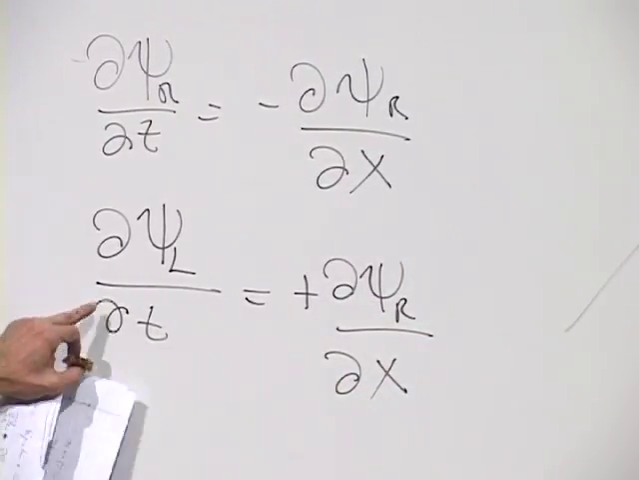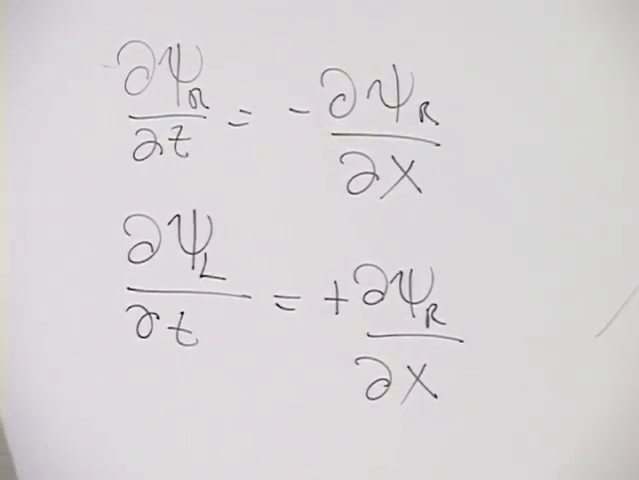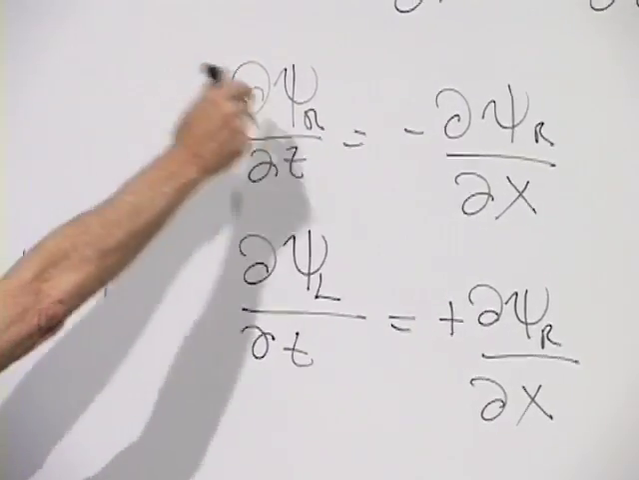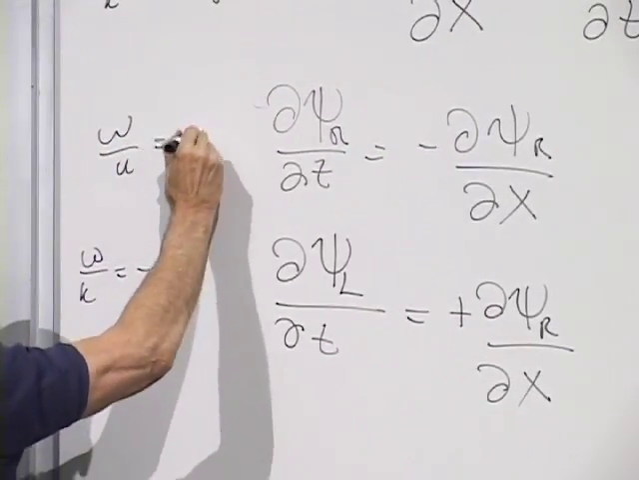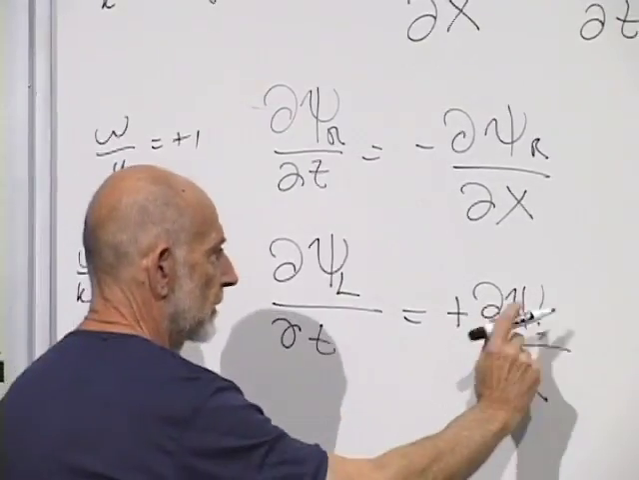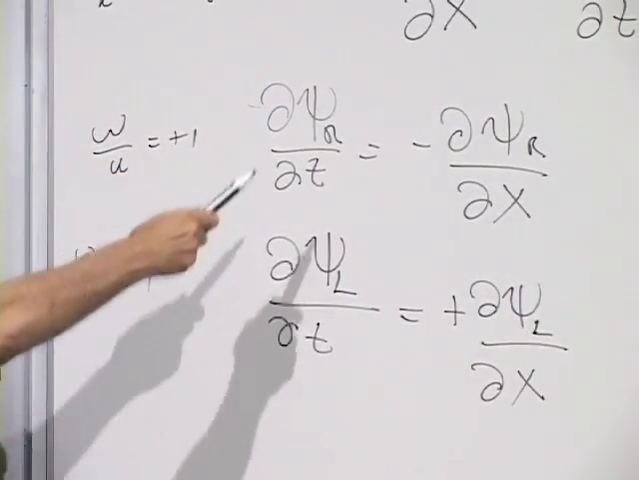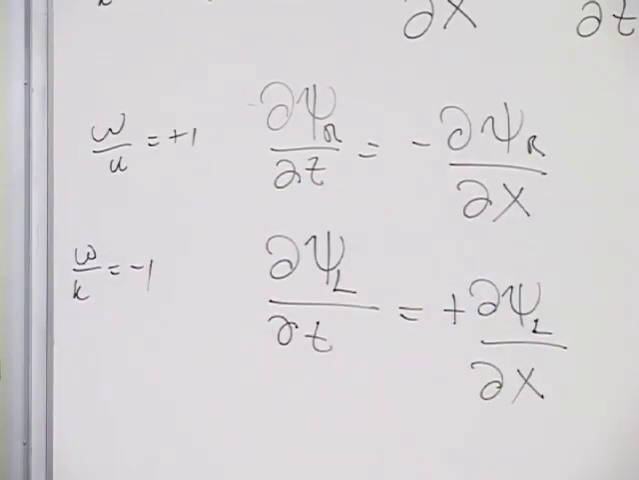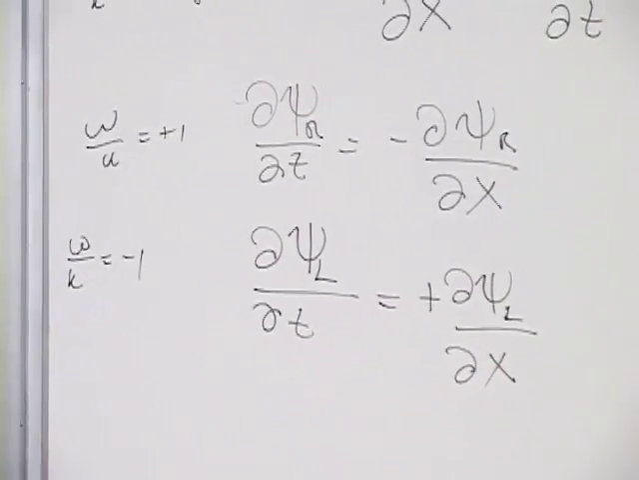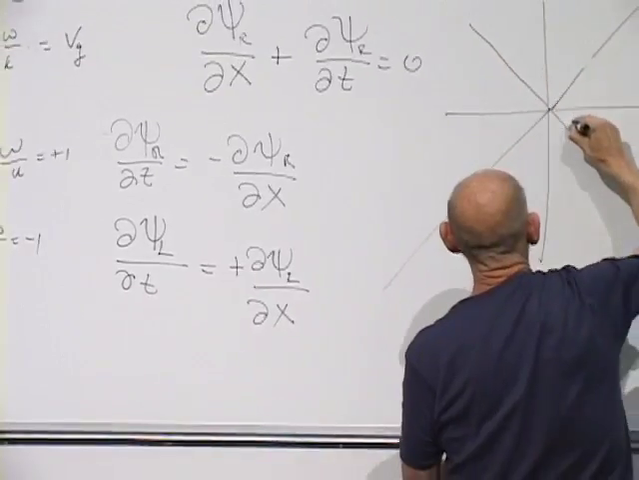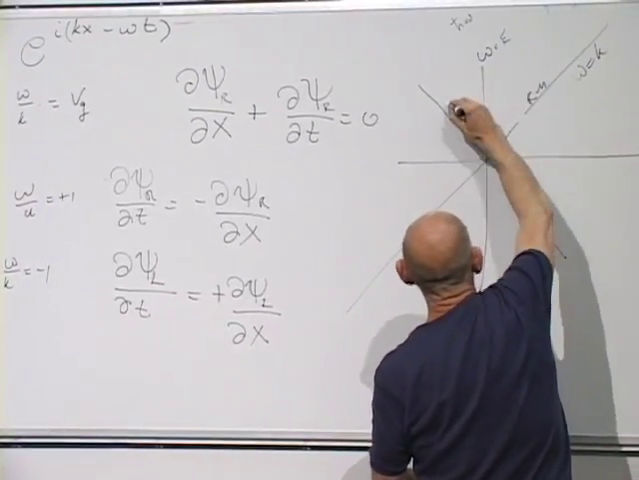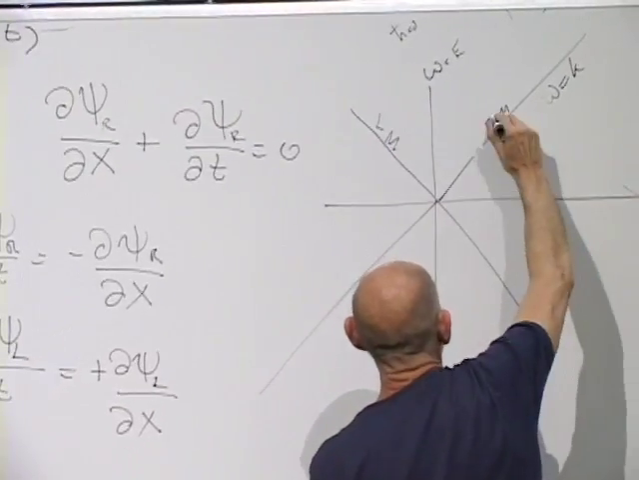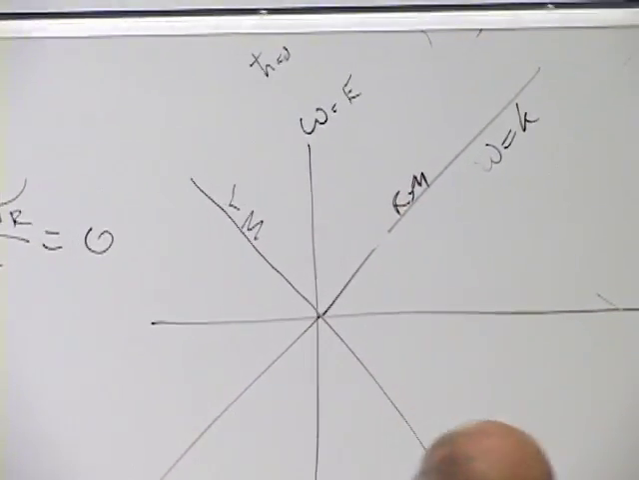If we work out the relation between omega and k in this case, it's omega over k equals minus 1. In this case, it was omega over k equals plus 1. These are right movers, these are left movers. The only difference is the sign of this term here. Now we have a bunch of left-moving particles with positive energy. In other words, there's another branch here. Right movers and left movers.